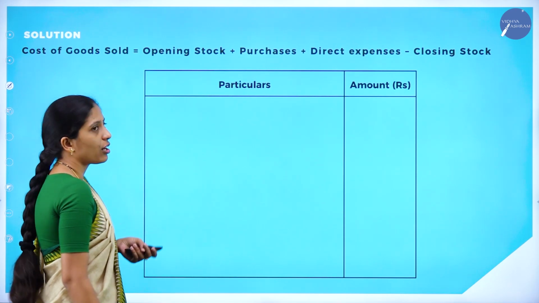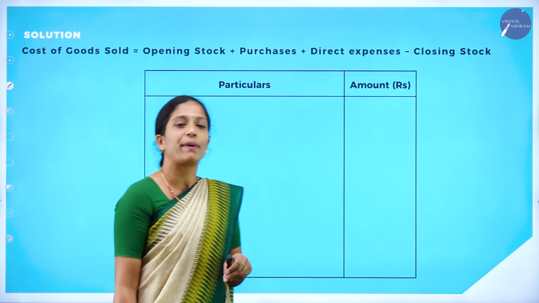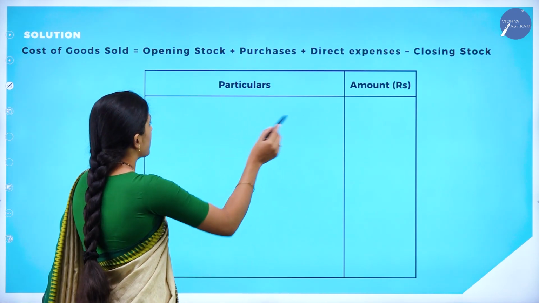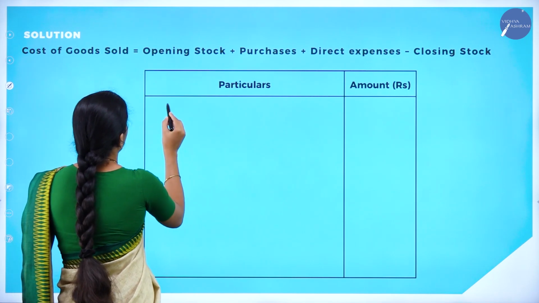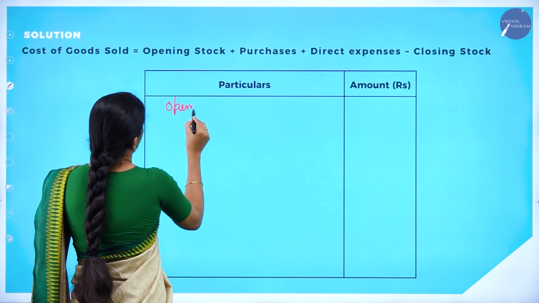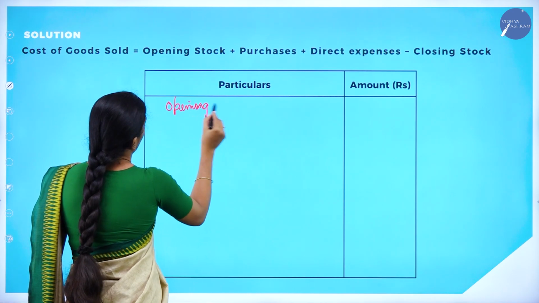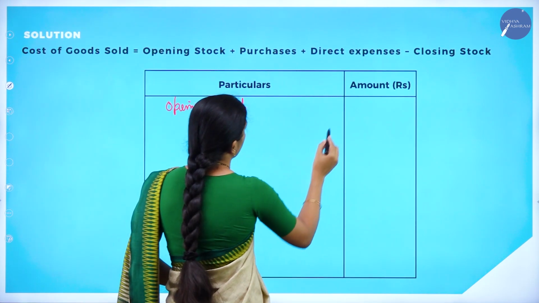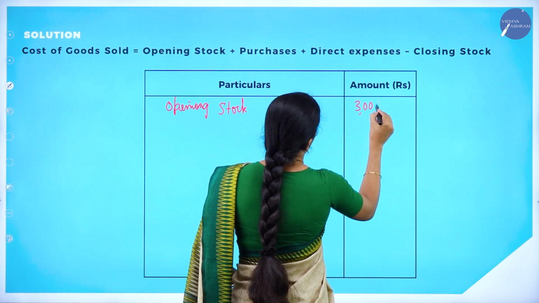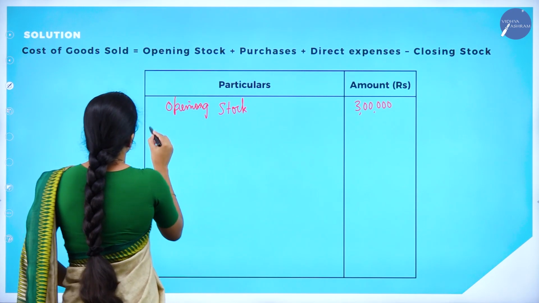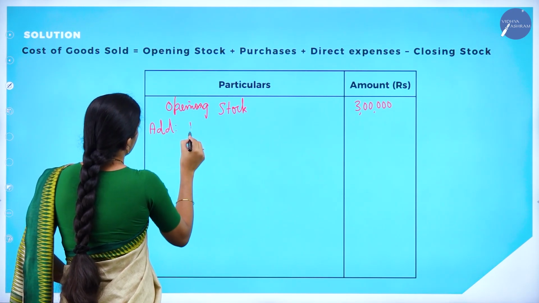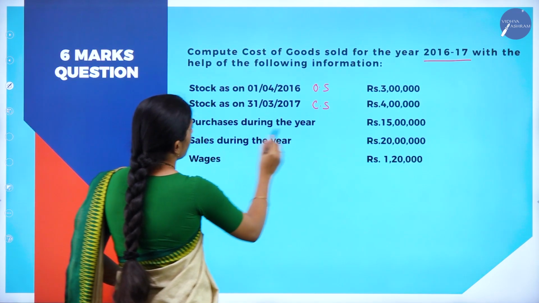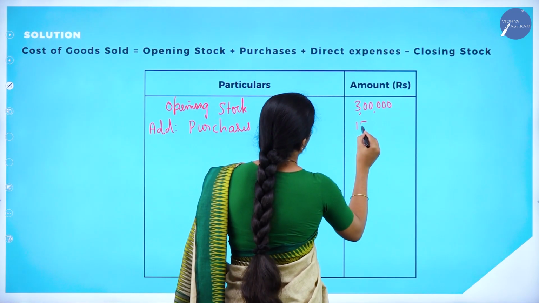So you know the formula: cost of goods sold is equal to opening stock plus purchases plus direct expenses minus closing stock. So particulars and amount. First we shall start with opening stock. How much is opening stock? Rupees 3 lakh. Add purchases. Purchases during the year is 15 lakh.